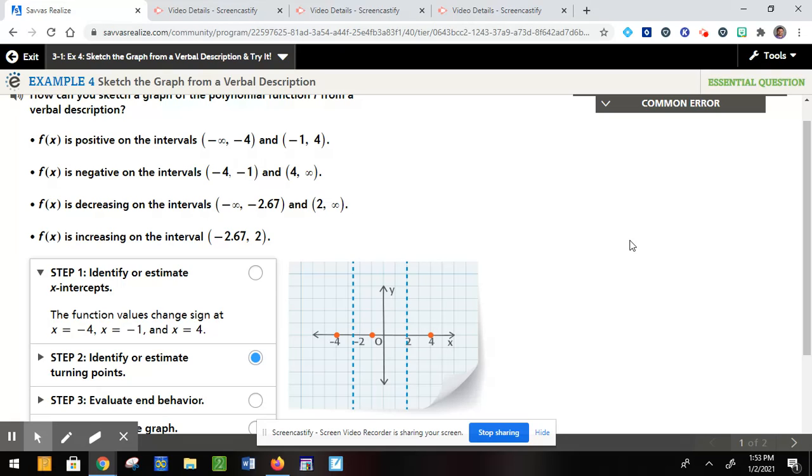And then same thing at 2. It's increasing all the way up to an x value of 2, and then it starts to decrease again. So another turning point at 2. I would draw a dotted line at anywhere where you can identify where there's going to be a turning point.